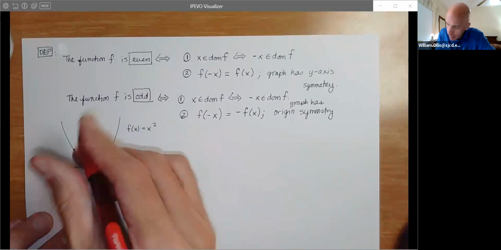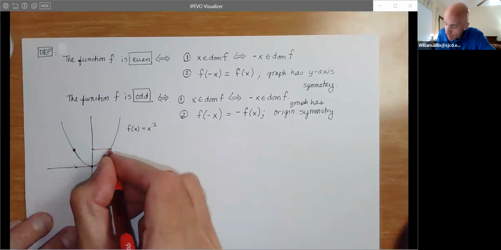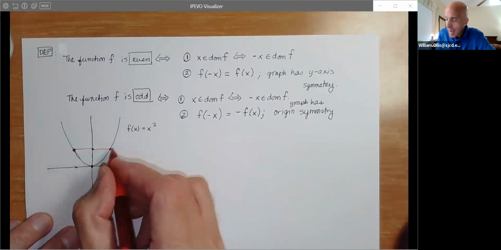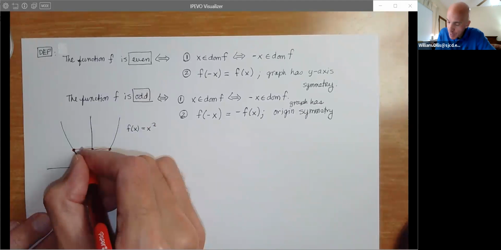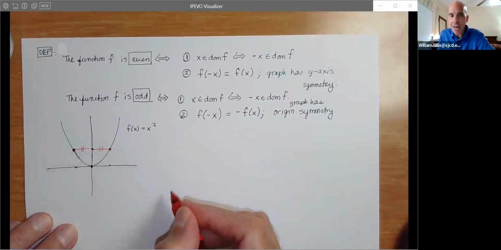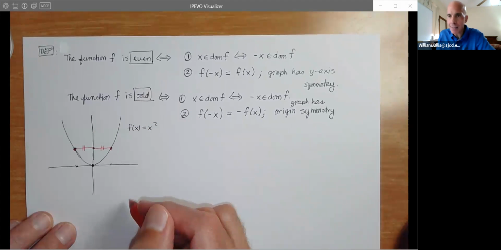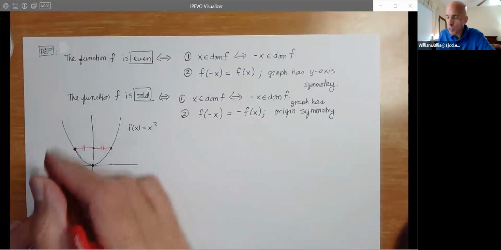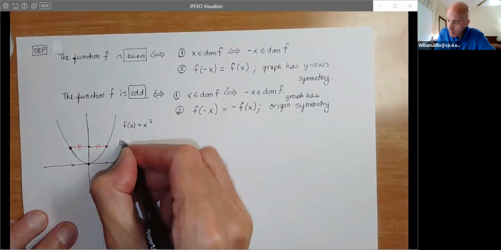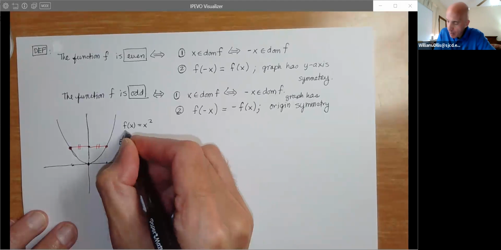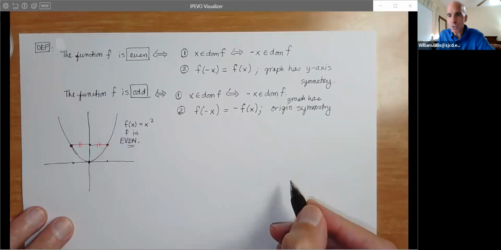The picture should possess the y-axis symmetry. So what that means is, as you take a point and you cross through the y-axis, the distance from the point to the axis on either side should be the same. That means that the y-axis is a symmetry axis, okay? So that's what I want you to think of when you think of the prototypical even function. We say f is even. So that's a good example to remember.